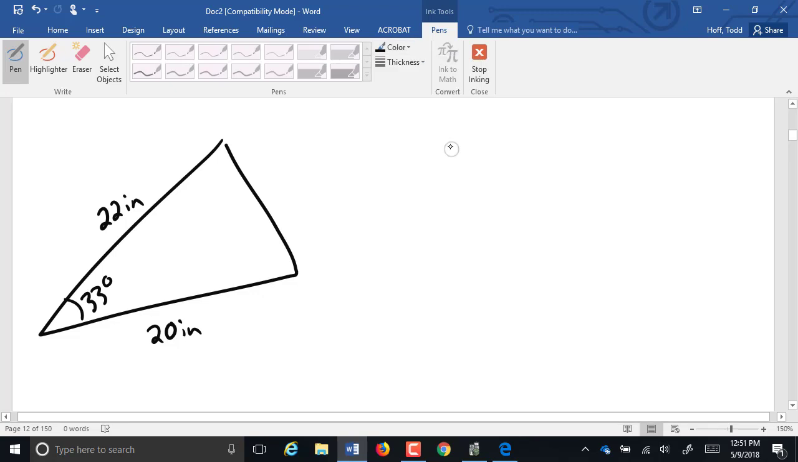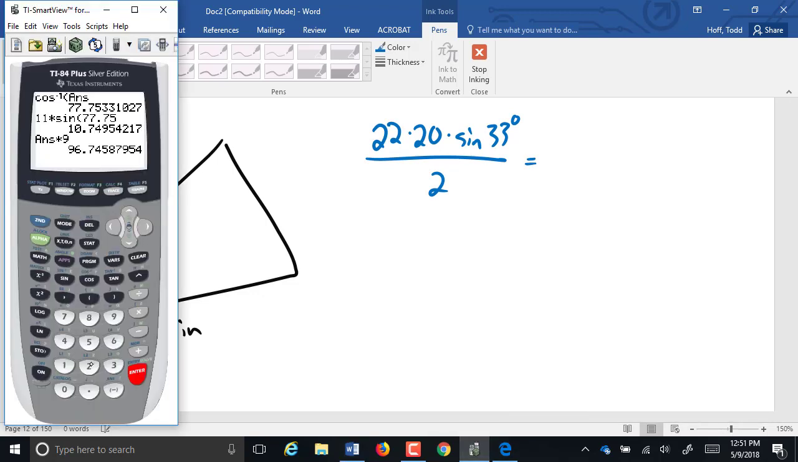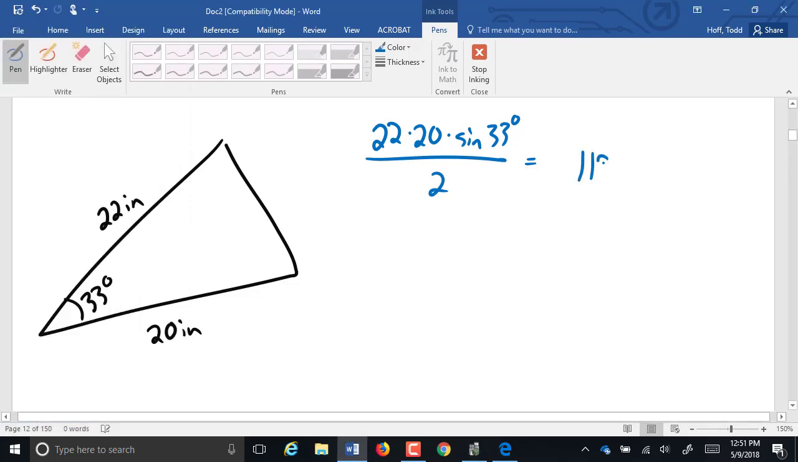So how do I find the area of this triangle? 22 times 20 times the sine of 33 over 2. That's 119.82. What's my units? Inches squared, square inches. You get confused, Jordan?